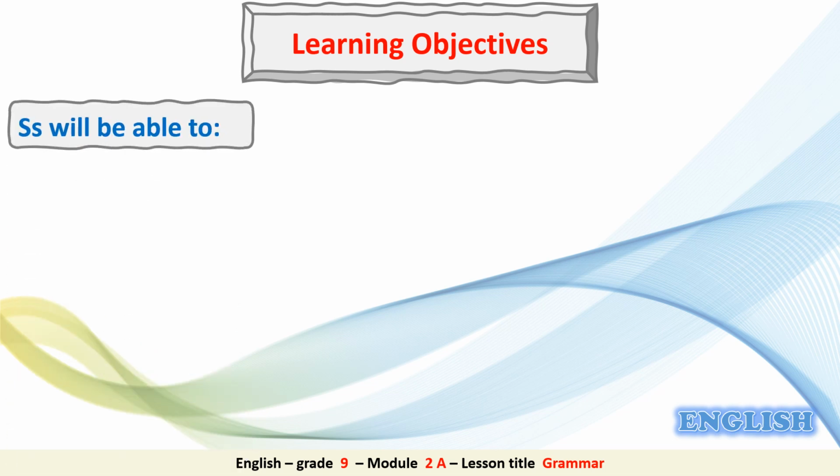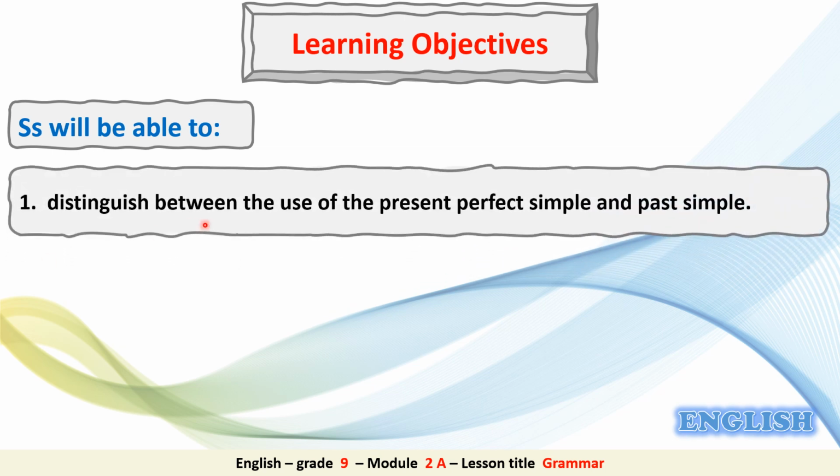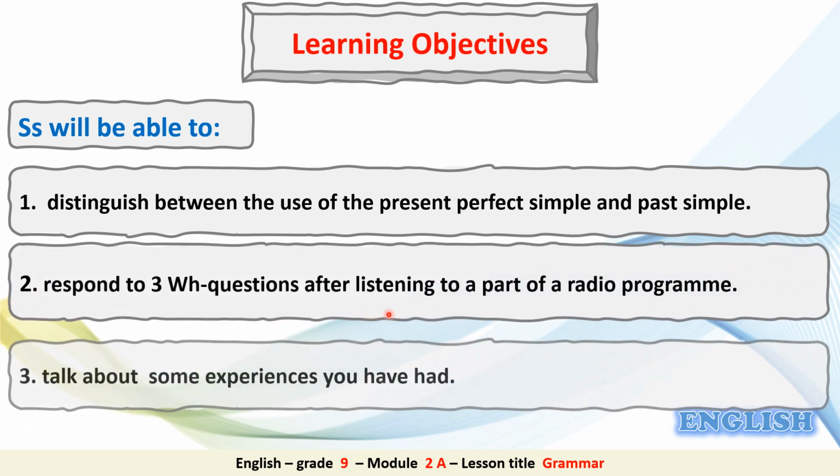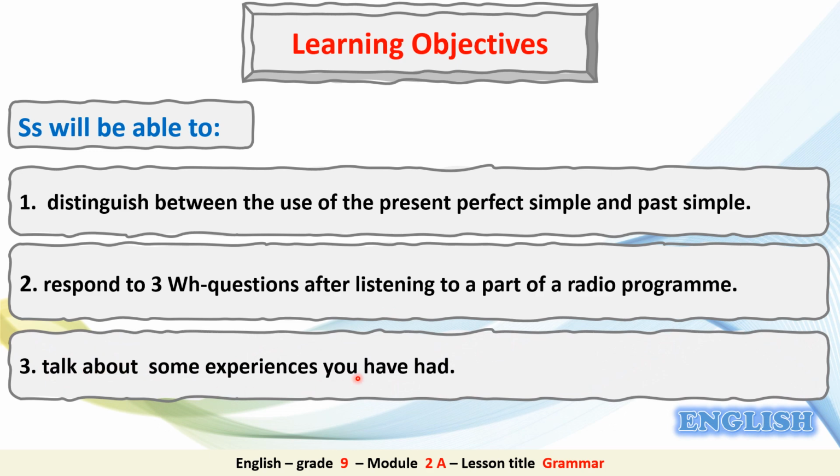By the end of this lesson, students will be able to: 1. Distinguish between the use of present perfect simple and past simple. 2. Respond to 3 WH questions after listening to a part of a radio program. 3. Talk about some experiences you have had.